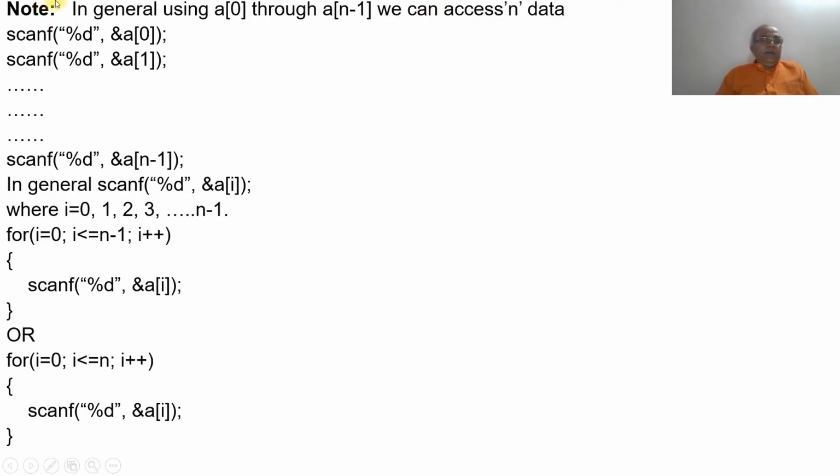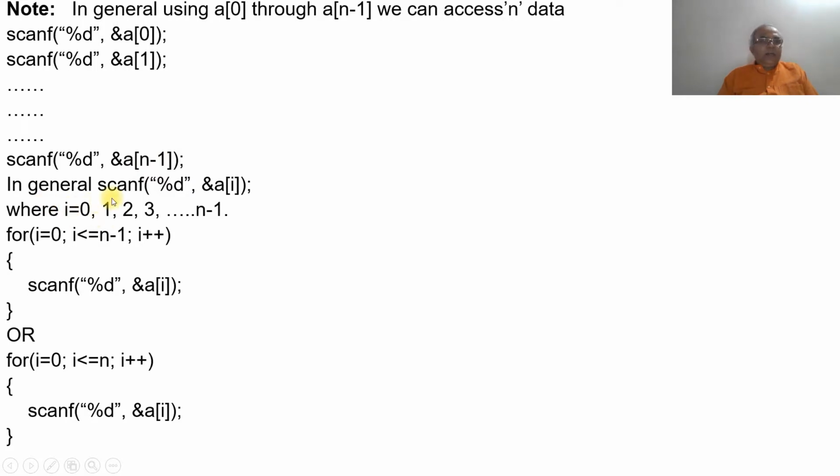Now, in general, we use A[0] through A[n-1], because if you say A[5], it is only for A[0] to A[4]. If n is equal to 5, then n minus 1 becomes 4, so A[0] through A[4]. We can access the data with scanf("%d", &A[0]), scanf("%d", &A[1]), like that. So the general form is scanf("%d", &A[n-1]).